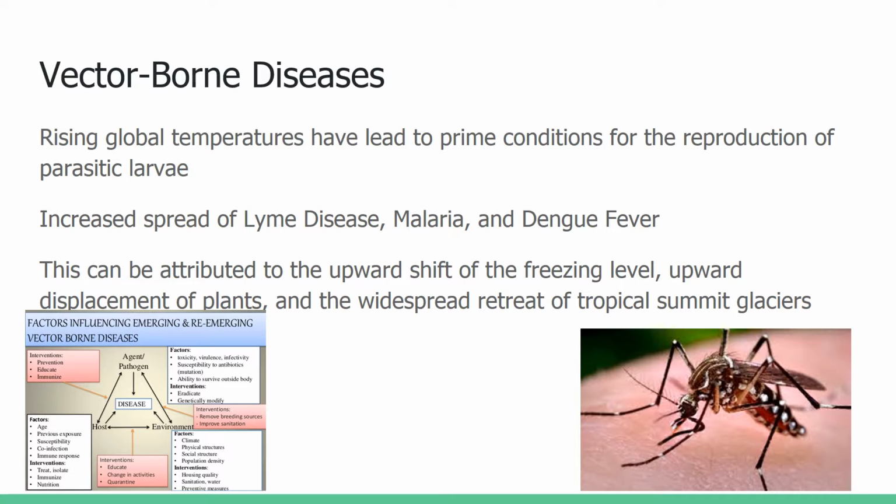So this has caused the number of parasites to rise exponentially, meaning that the spread of vector-borne diseases such as malaria and Lyme disease is only going to go up. So we can only expect the number of infections to increase.